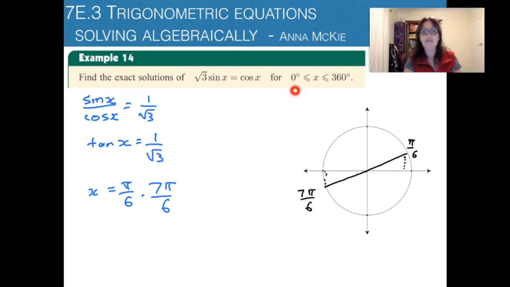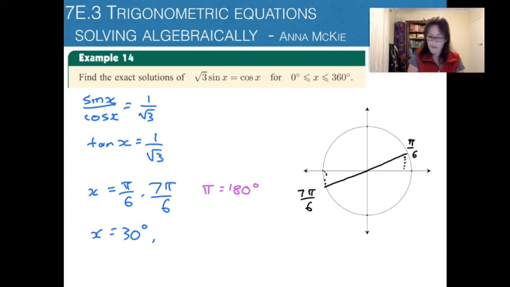It actually wanted it for the domain in degrees. So we have to transform these radian answers into degrees. Just remember that pi is equal to 180, and essentially you can substitute that in. Where you see pi, write 180 and divide it by 6, and the answer that you would get is 30 degrees, and the other answer you'd get is 210 degrees.